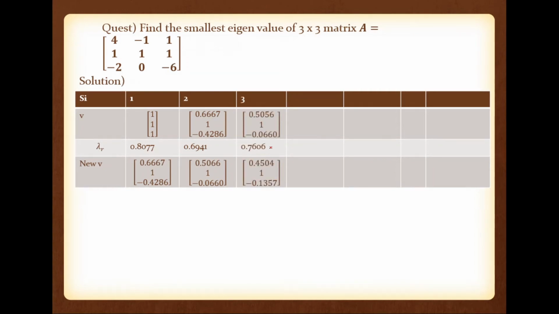So it will give the largest value as 0.7606, and the new normalized vector is 0.4504, 1, minus 0.1357. Now this one is different from this value. So this resultant vector is taken as the initial vector of the fourth iteration. So it will give the largest value as 0.7612, and the new normalized vector is 0.4260, 1, minus 0.1123. Again, it is different from this value, so we have to continue.